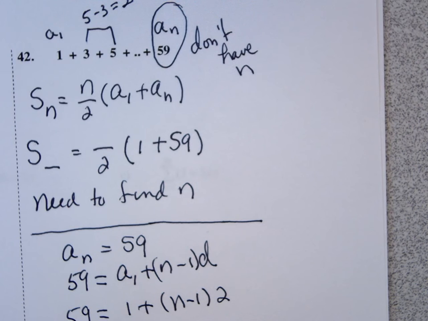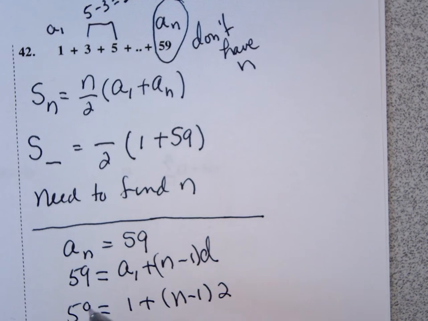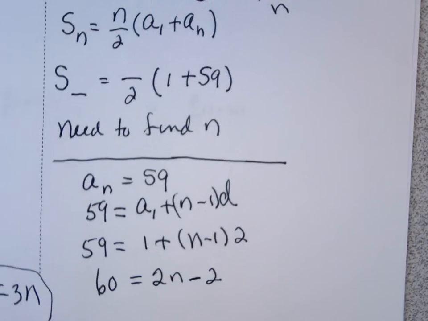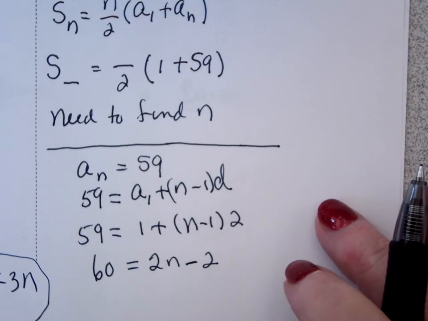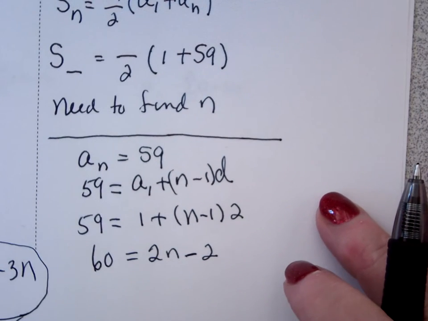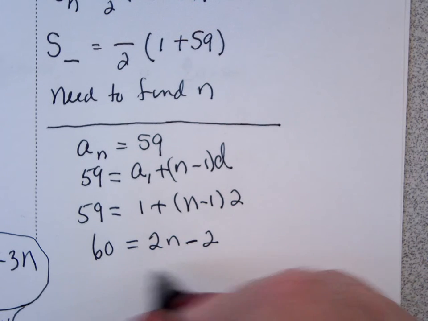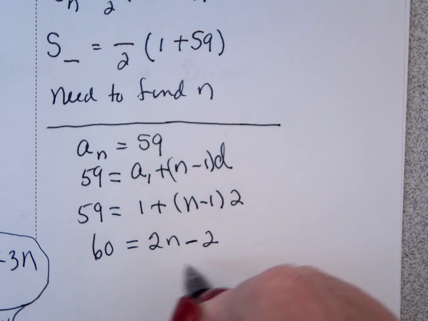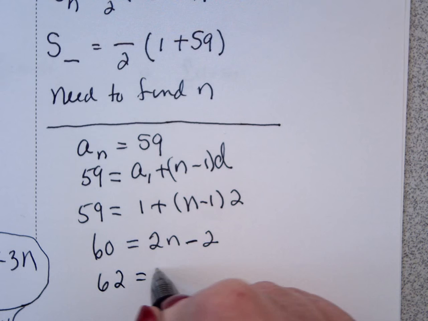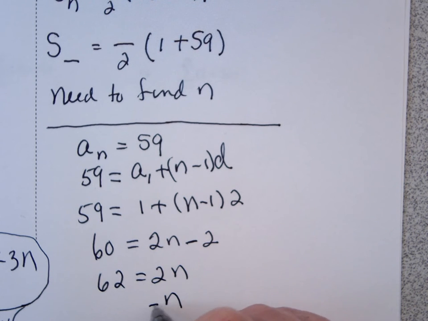Now I can solve for n. Everything else is numbers. So I get that 60 equals 2n minus 2. This had better be an integer, because remember, it's a position number. So 62 equals 2n, or n is 31. So this is the 31st position.